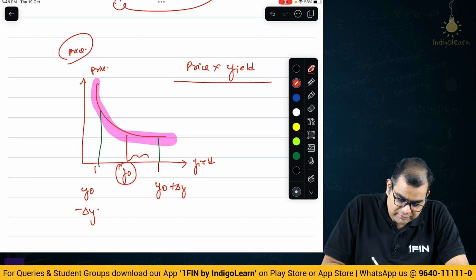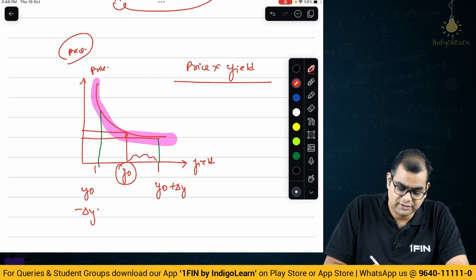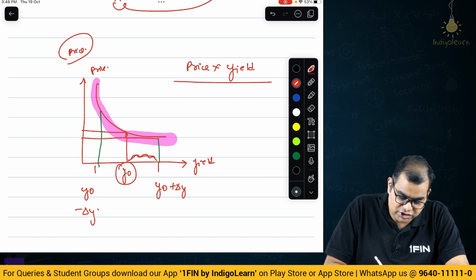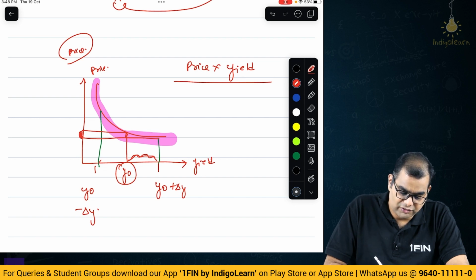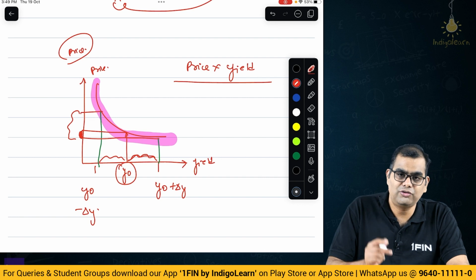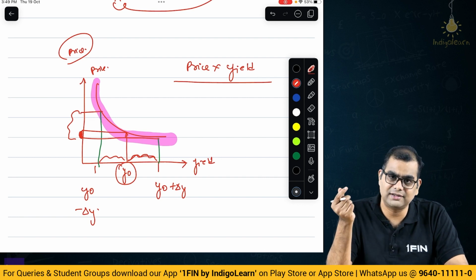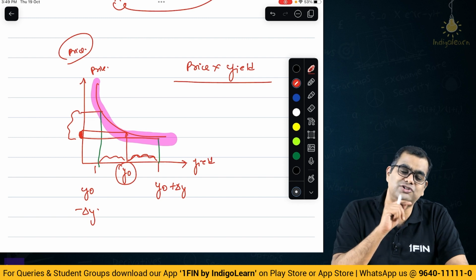So what happens is, for the same level of movement, for this level of movement, there is a change in price of this much. Whereas for this level of movement on the other side, the same delta y, there is a change in price of this much. So for the same small delta change, when you do plus, you get a different change, and when you do minus, you get a different change.